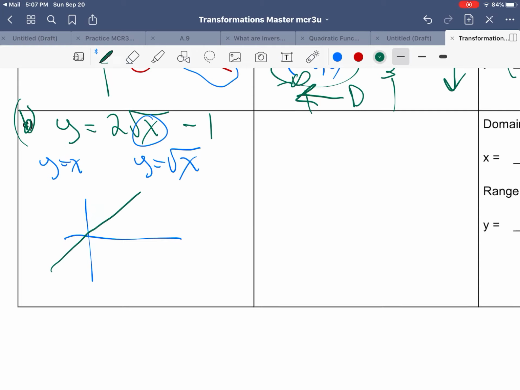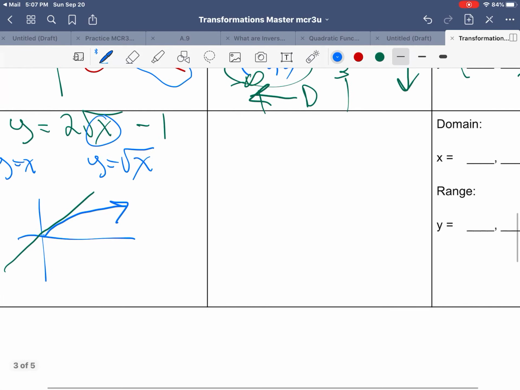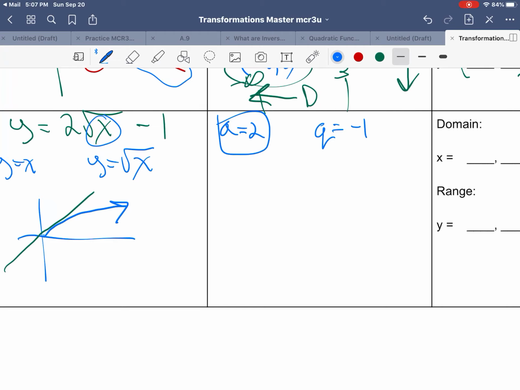Y equals x goes like so. The root of x will just be like that. And so what do we know in the next one? Well, in the next graph, I have to worry about a equaling 2, the value before root x, and then the q value of -1. So an a value of 2 means that the y value is going to double. It's going to be twice as high. So when we go to graph it, we know it'll be twice as high. So over 4, and instead of up 2, it'll be up 4.